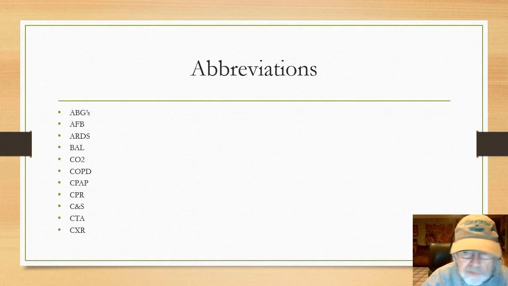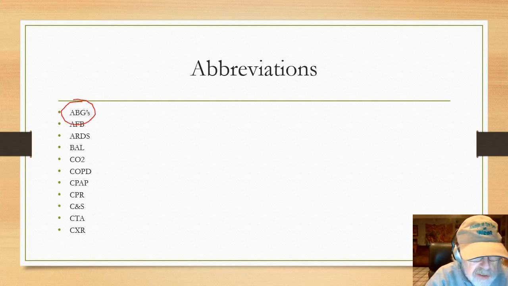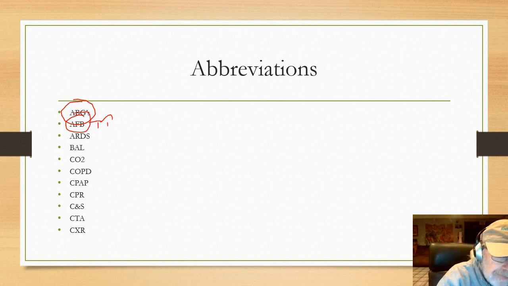Now, we don't have a whole lot of time for this. I'm just going to tell you a couple of these that I think are really important. First of all, ABGs, arterial blood gases. I think that's a really important one. AFB stands for acid-fast bacteria, and that means TB. ARDS, acute respiratory distress syndrome. I think that's something that you might want to think about.